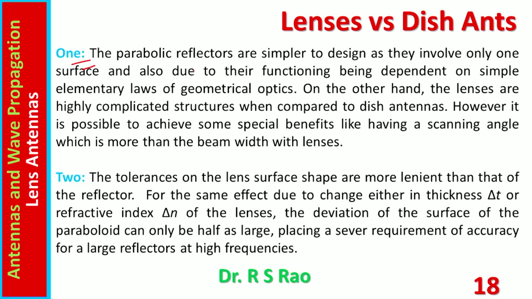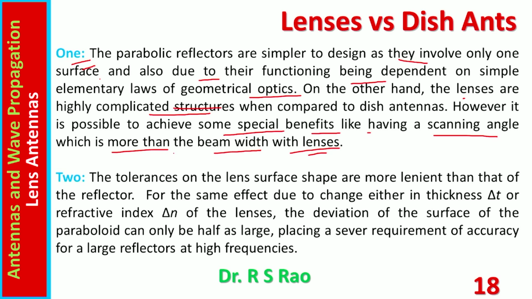Comparison 1. Parabolic reflectors are simple to design as they involve only one surface, and also due to their functioning being dependent on simple elementary laws of geometrical optics. On the other hand, lenses are highly complicated structures. However, it is possible to achieve some special benefits like having a scanning angle which is more than the beam width with the lenses. So here the point is, parabolic reflectors are simpler to design when compared to lenses.